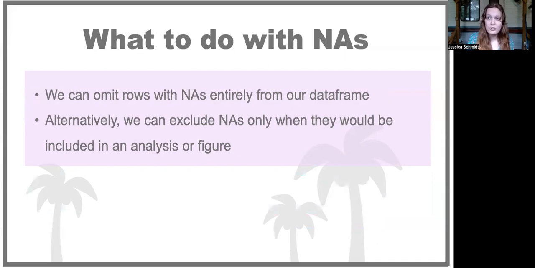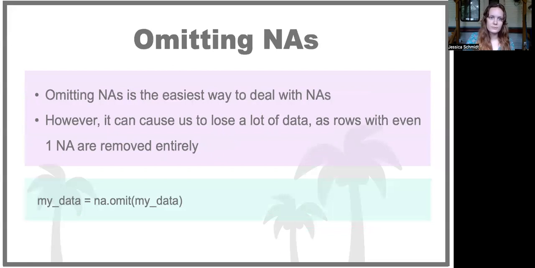There are other things we can do too, but I just want to talk about this for now. And since this is our first time working with NAs, we're going to work on this first solution here, just omitting rows entirely if they have NAs. This isn't always the best solution, but it is a quick and dirty one. So we're going to use that for this specific session.